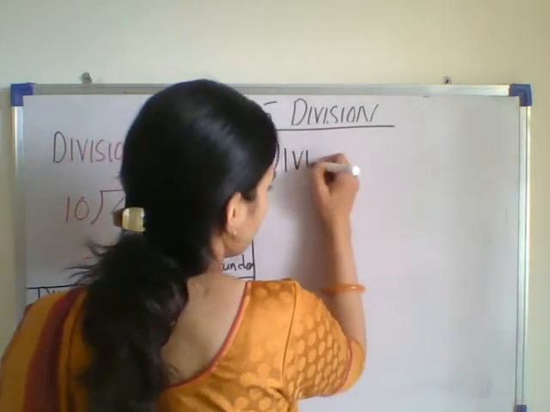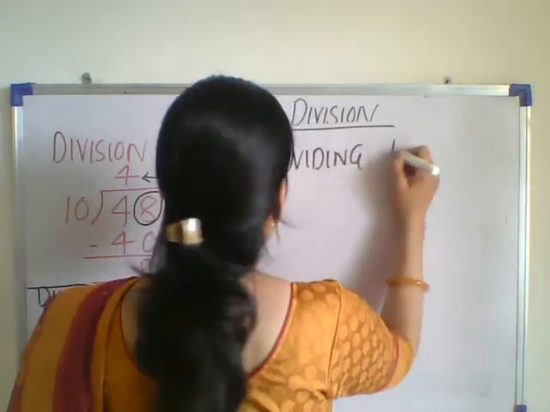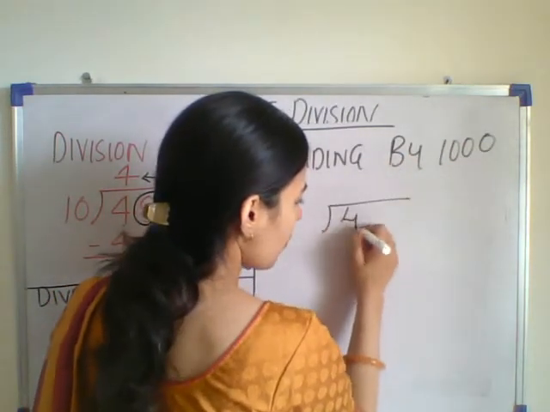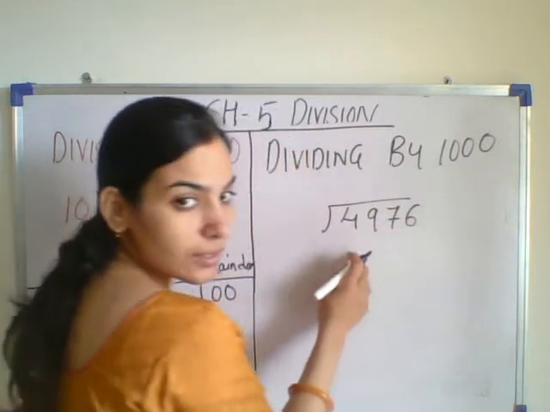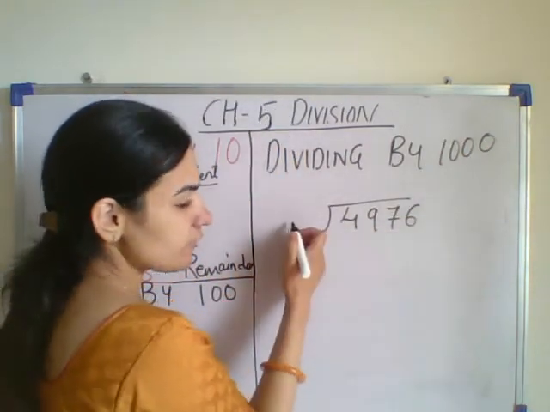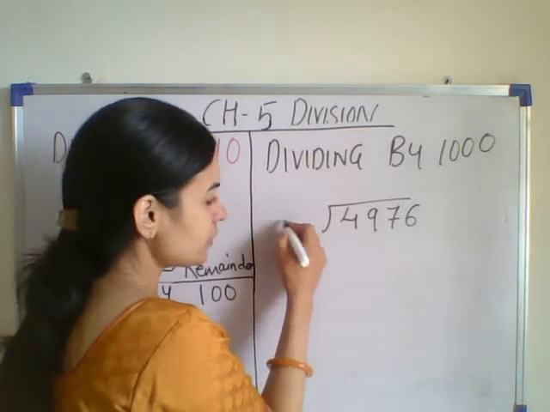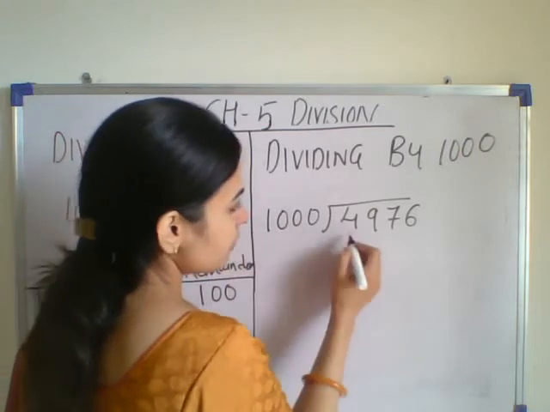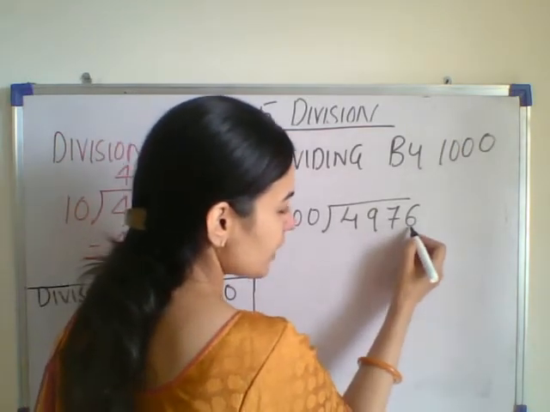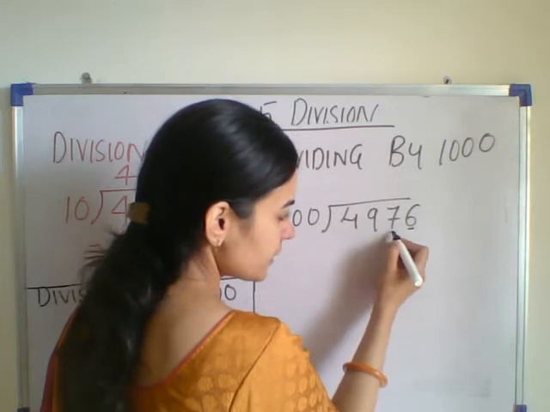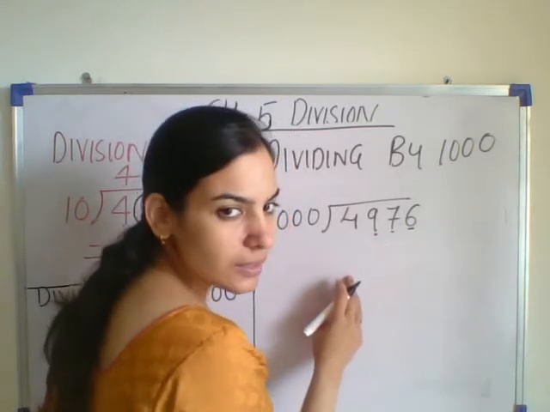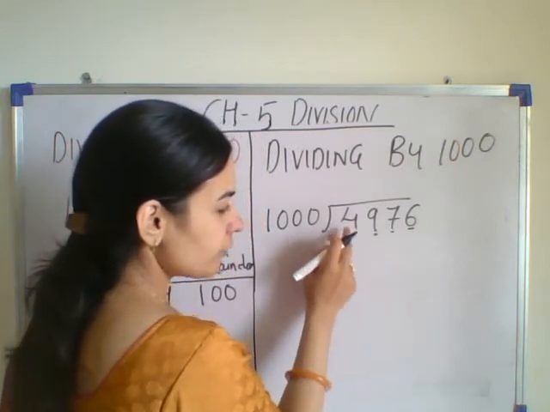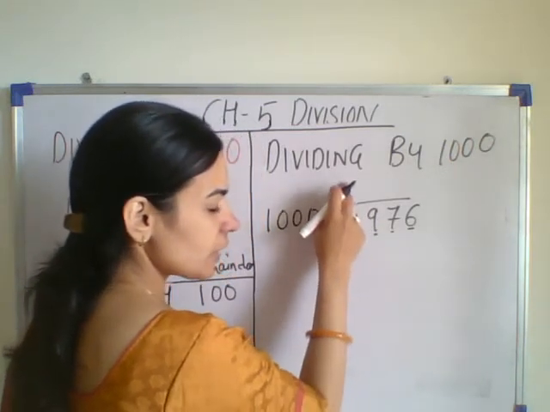Dividing by 1000. Let us take a number 4976. If I divide this number by 1000, then the digits at the ones, tens and hundreds places will become the remainder, and the left digit, that is the 4, will become the quotient.